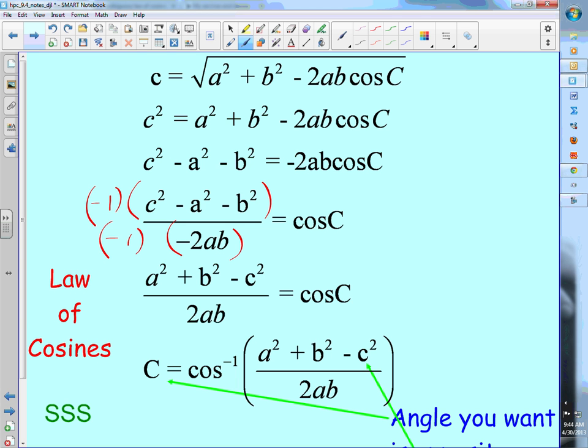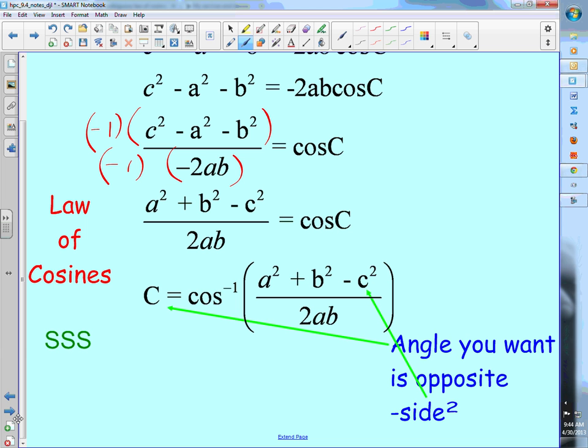So angle C would be the cosine inverse of this mess. You're going to use this version of law of cosines when you have a side situation. If I give you three sides and you need an angle, you're going to use this version of law of cosines. Angle C is going to equal cos inverse of A squared plus B squared minus C squared over 2AB.